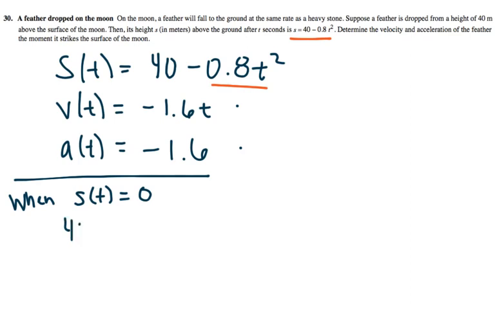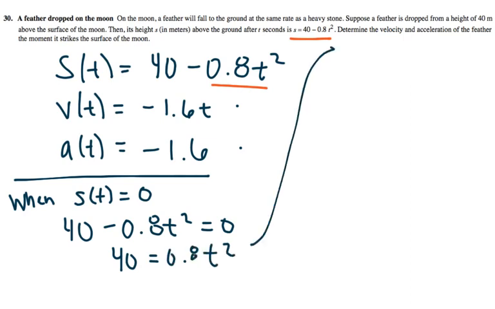So we've got 40 minus 0.8t squared equals 0. So we have 40 equals 0.8t squared. So t squared is equal to 40 divided by 0.8, which is 50. And then we take the square root to get t equal to plus or minus root 50.